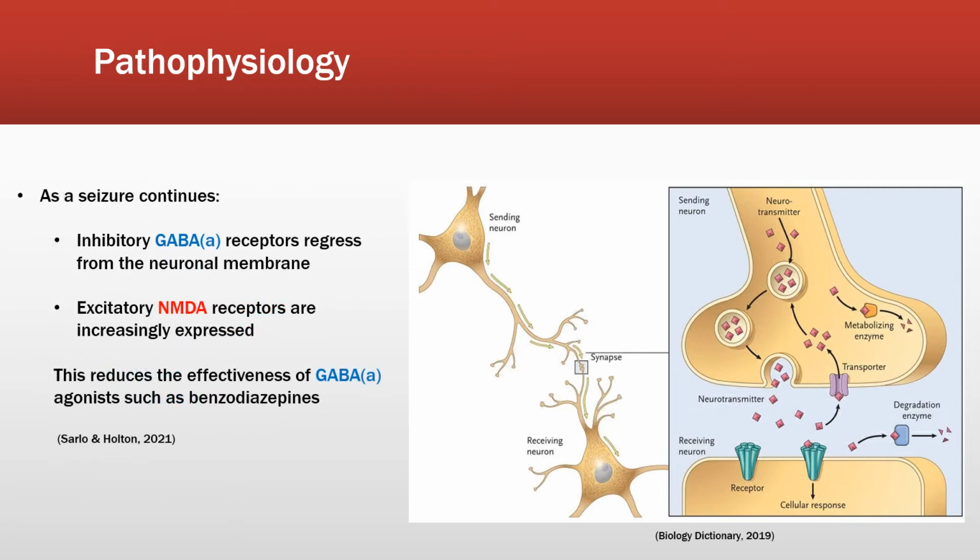And as that seizure continues, the inhibitory GABA receptors that are expressed on the membrane of the postsynaptic neuron progressively withdraw to within the neuron itself, while excitatory NMDA receptors are increasingly expressed. So this leaves fewer receptor targets available for GABA and further shifts that balance towards excitation. And this is the mechanism by which the seizure becomes more refractory to GABA agonists such as benzos, the longer the seizure progresses.